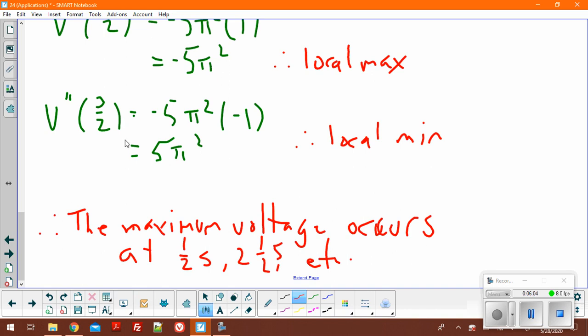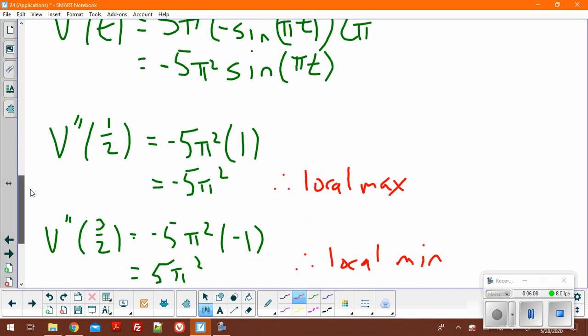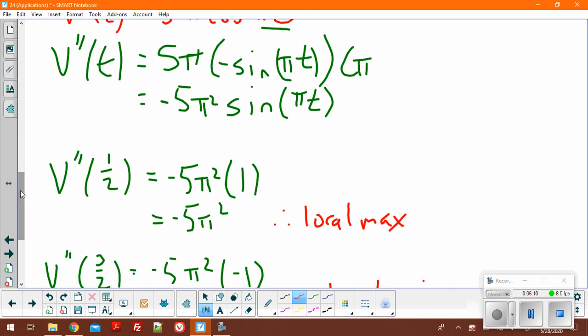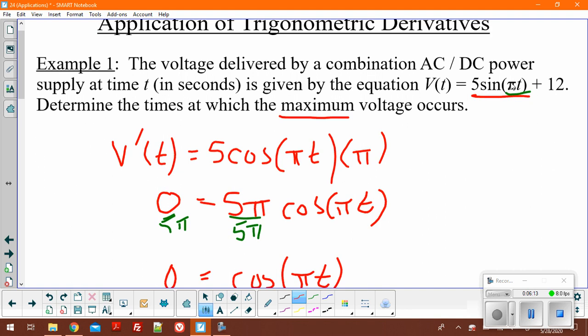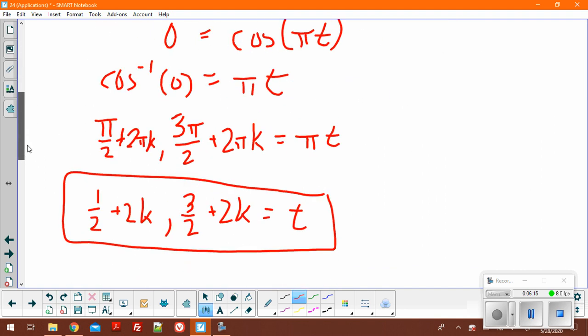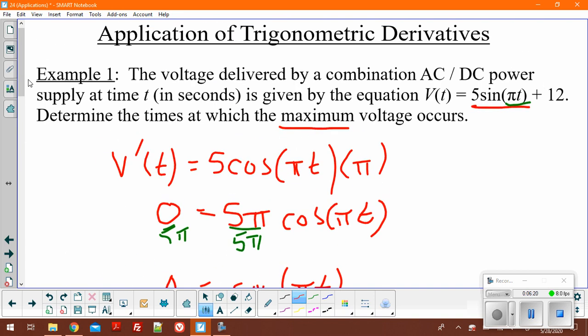I know maybe you might have thought of this while we were going through here. I know every year when I teach this section, a student points out that instead of doing a second derivative test, couldn't you just go back to the original function and plug in a half there and 3 halves there and see which one is the max and which one is the min? And the answer is yes. If you plug that in, you'll get 17 when you plug in a half, and you'll get 7 when you plug in 3 halves. So yes, that does work with a trig function, especially this type.